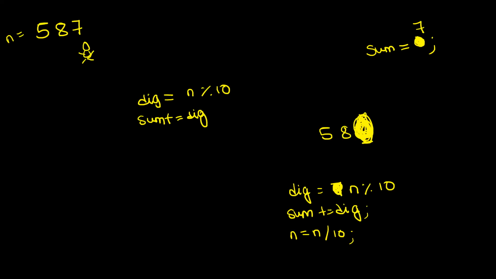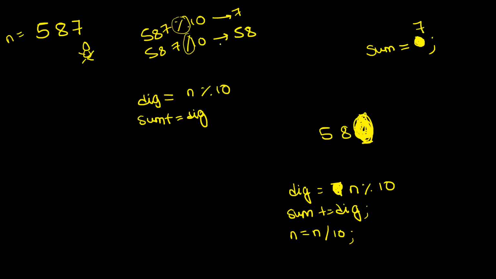See, n modulo 10 will give you the last digit, right? If you do an n modulo 10, let's say 587 modulo 10, this will give you 7. But if you do 587 by 10, it will give you 58. This is the fundamental difference. This is the remainder. Okay. And this will give you the quotient.